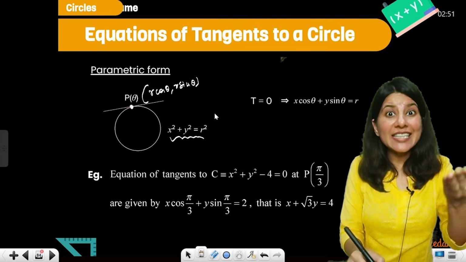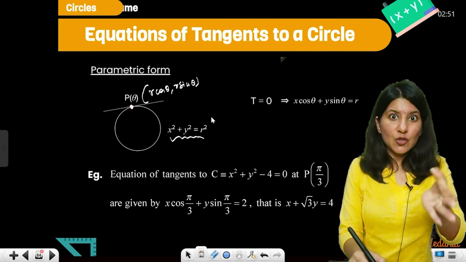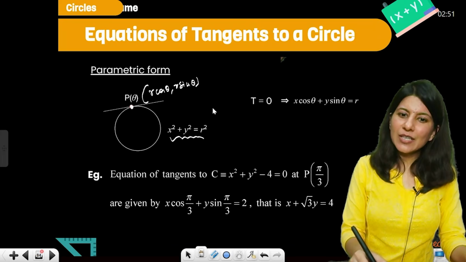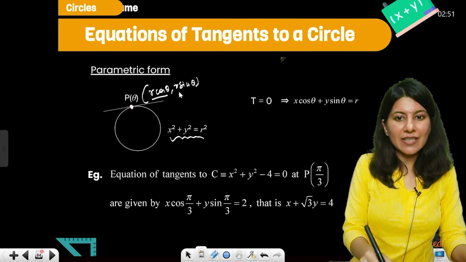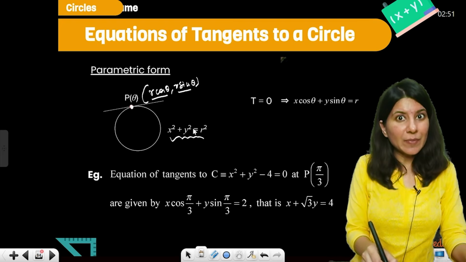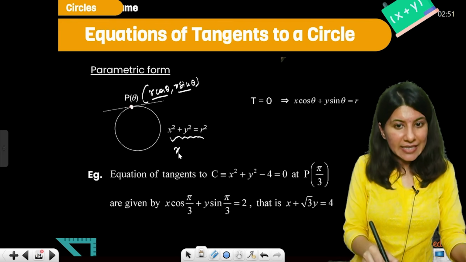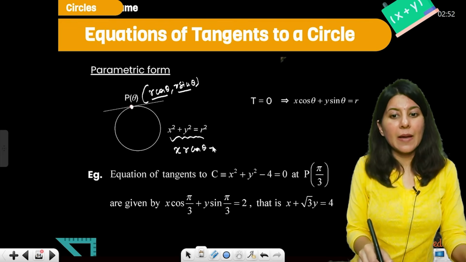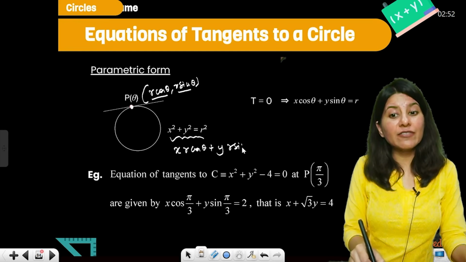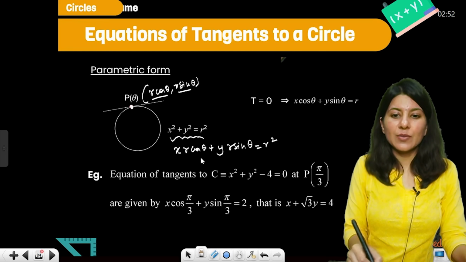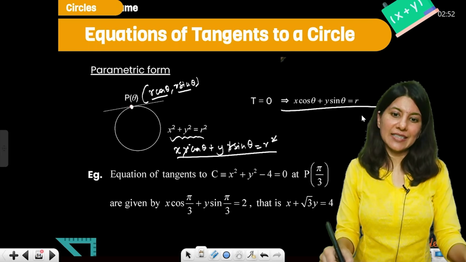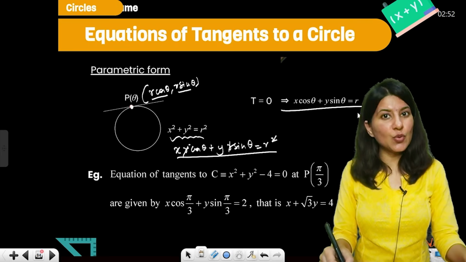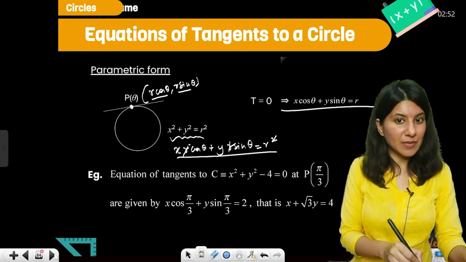Now, same thing, T equals 0. You have a point, right? So can you write the equation at that point x1, comma y1? So x1 is r cos theta, y1 is r sin theta. So x x1 plus y y1 equals r square. R cancels. So x cos theta plus y sin theta equals r. That's how you write the equation of tangent in parametric form.